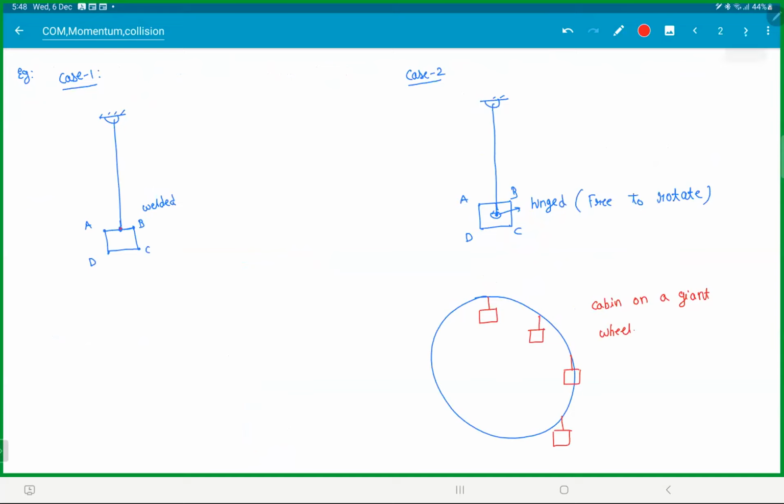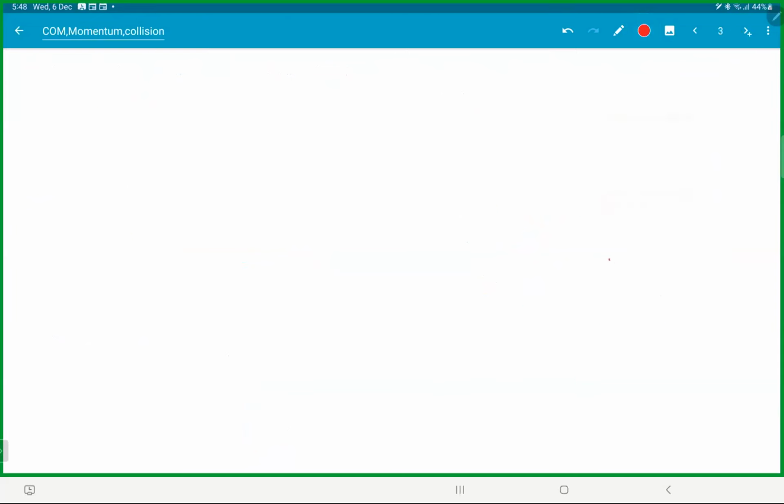So look at the first example. Do keep your cams on.